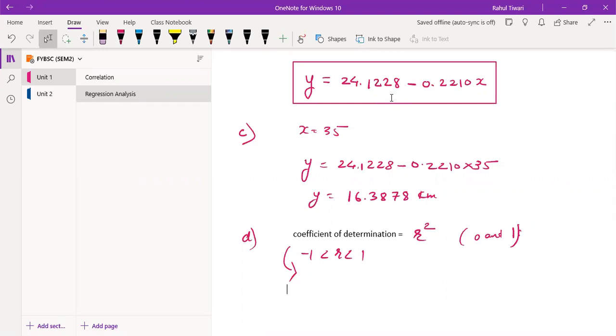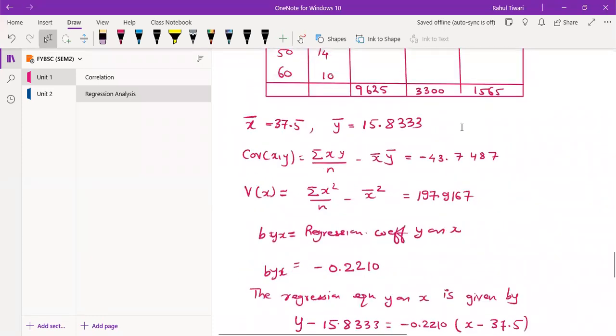Are you getting my point? You will get several x and several y. But is that satisfying the condition of that model? Is the model a good fit or not? So that is all decided by the coefficient of determination. And you know how to obtain this, because if you have R, you can square it. So what is your R?